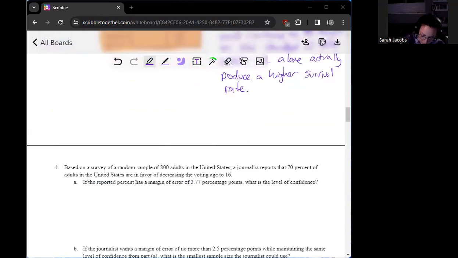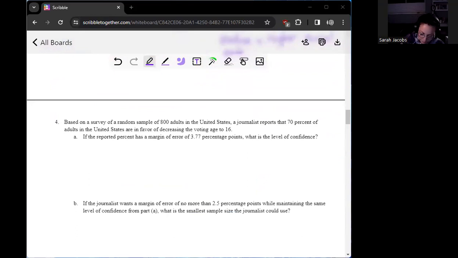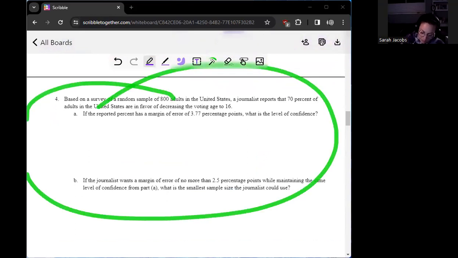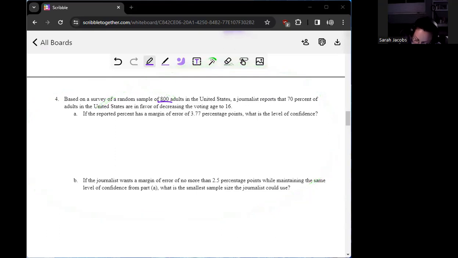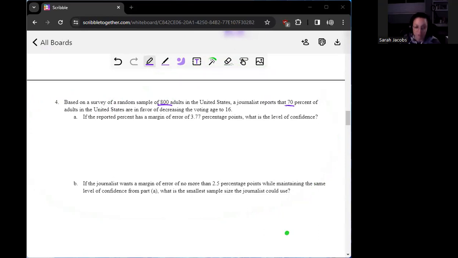Last but not least for this little snippet, based on a random sample of 800 adults in the United States, a journalist reports that 70% of adults in the US are in favor of decreasing the voting age to 16. If the reported percent has a margin of error of 3.77 percentage points, what is the level of confidence?